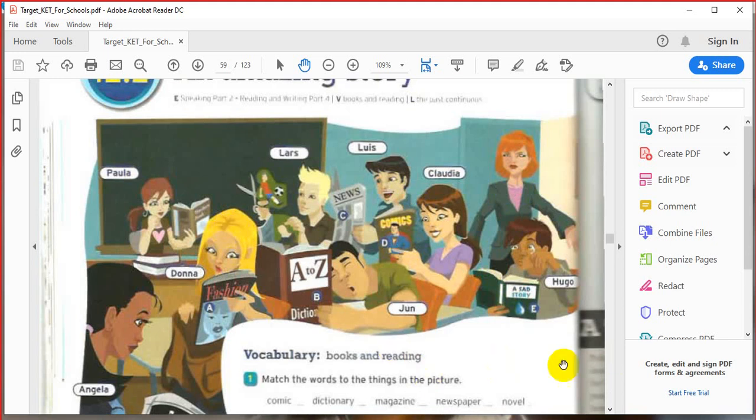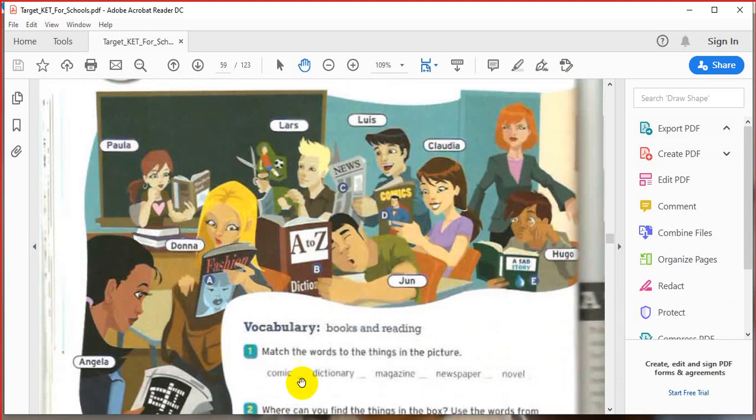Because if it's only one, you say person for only one. If it's 2 or more, we call them people. All right? Okay, now exercise 1. Match the words to the things in the picture.